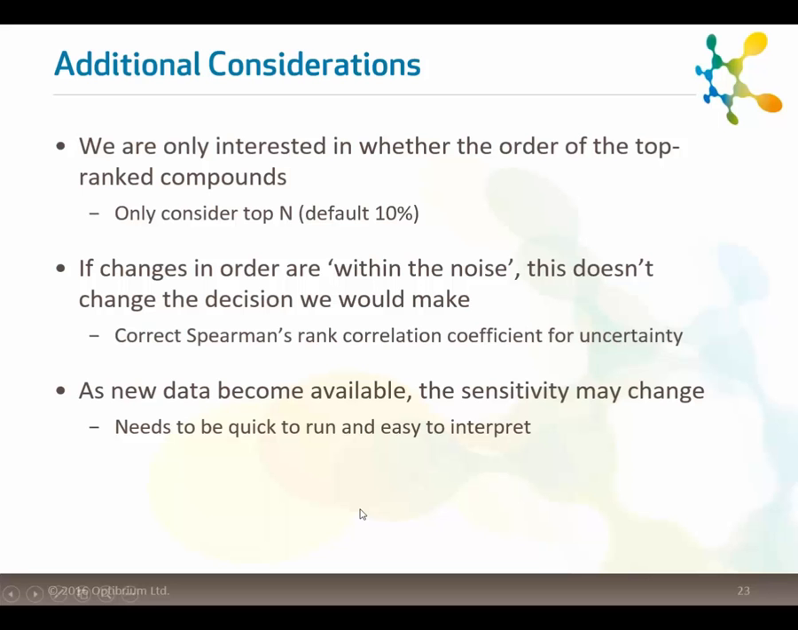Also, we've talked a lot about uncertainty. We need to think about whether the changes in the order are actually within the noise. If they're just changing within the error bars, essentially, this doesn't actually change the decision we would make. It still tells us we can't choose between the compounds. And so what we actually do is correct the Spearman's rank correlation coefficient for the underlying uncertainty.